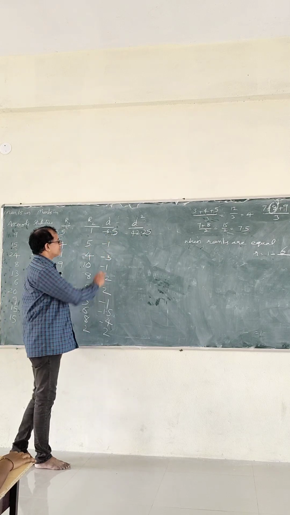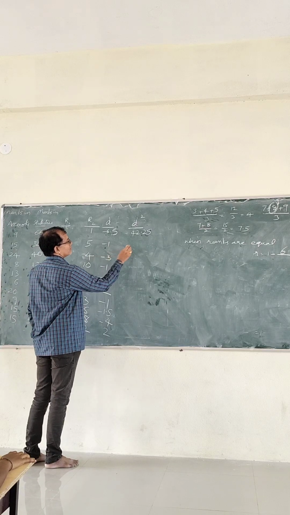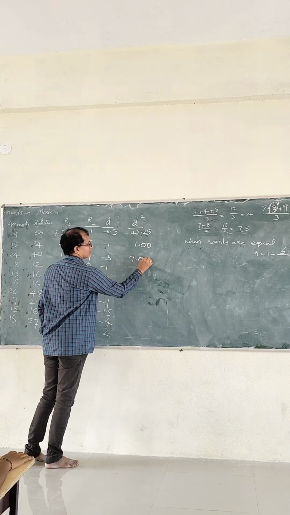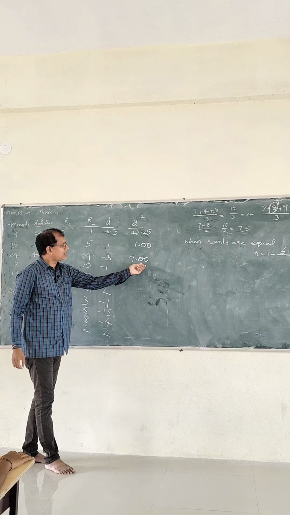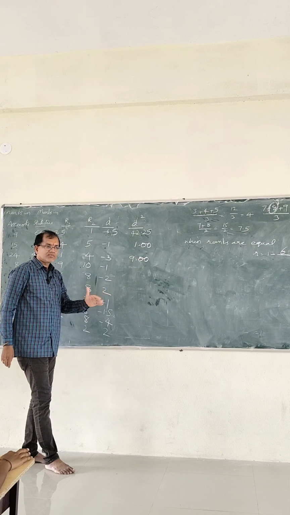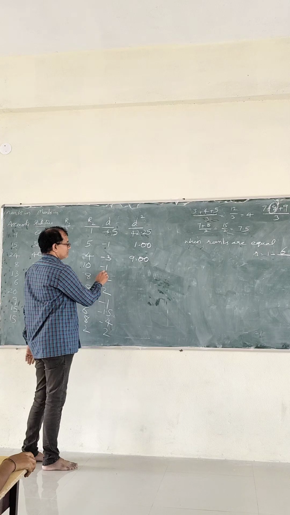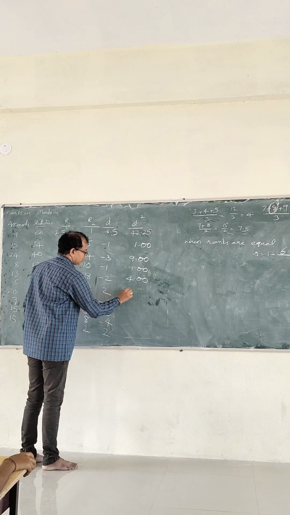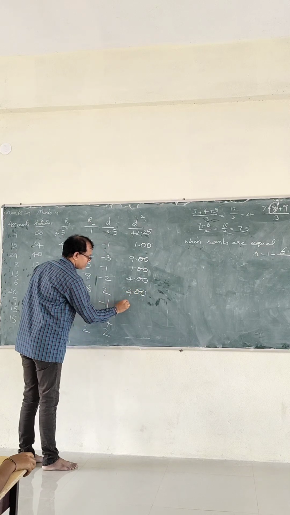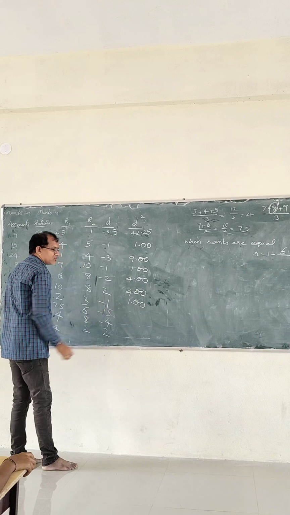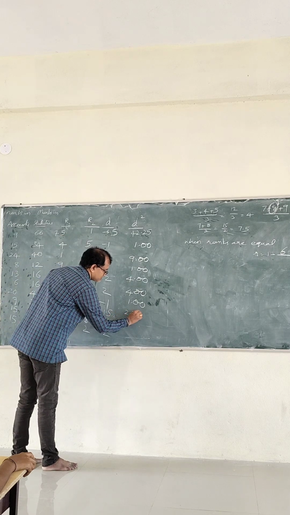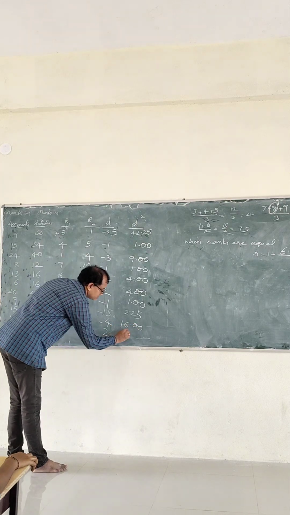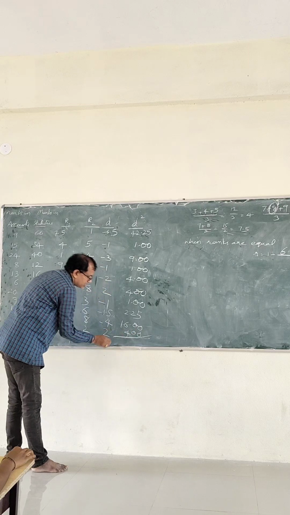Okay, next 1 square. When two digits are there, compulsorily you put zeros. Don't get confused. Okay. 1 square 1. 2 square 4. 2 square, 1 square. 1.5 square, 2.25. Very good. 4 square. 2 square. 4. Very good. Good general knowledge.